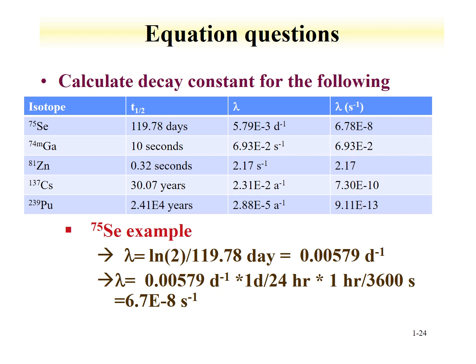So here's an example of how one would do this calculation. Here's the half-life for selenium-75. Log 2 divided by this gives me this value. And if I say, well, in one day there's 24 hours, and in 1 hour there's 3,600 seconds, I recalculate the decay constant in inverse seconds.